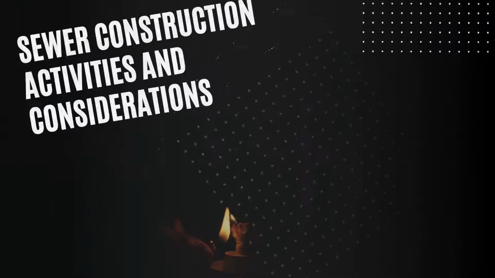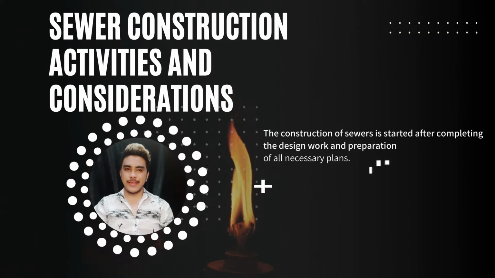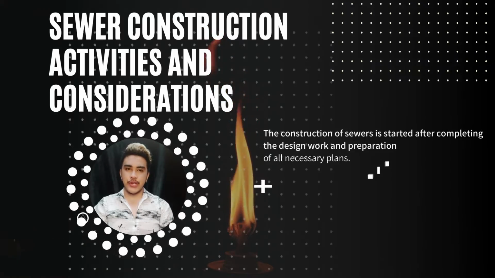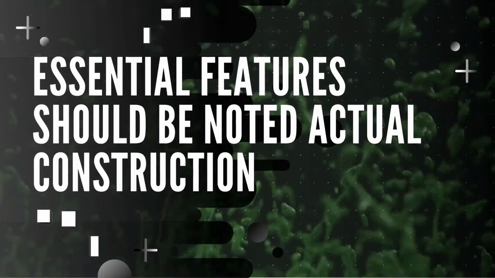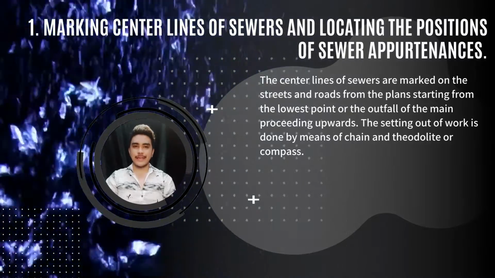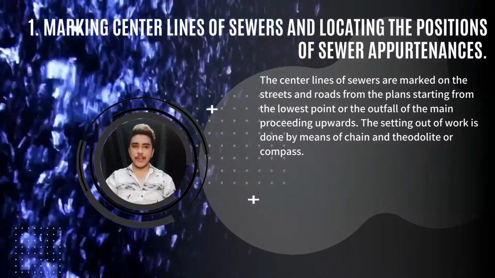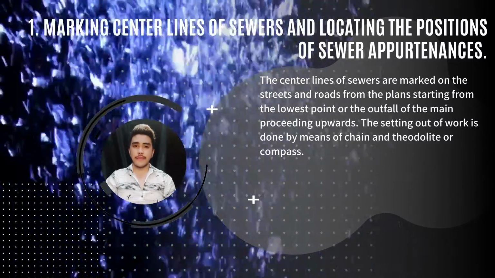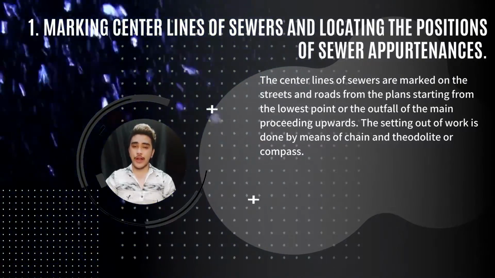Sewer construction activities and considerations. The construction of sewers is started after completing the design work and preparation of all necessary plans. Marking center lines of sewers and locating the positions of sewer appurtenances. The center lines of sewers are marked on the streets and roads from the plan, starting from the lowest point or the outfall of the main and proceeding upwards. The setting out of work is done by means of chain and the theodolite or compass.